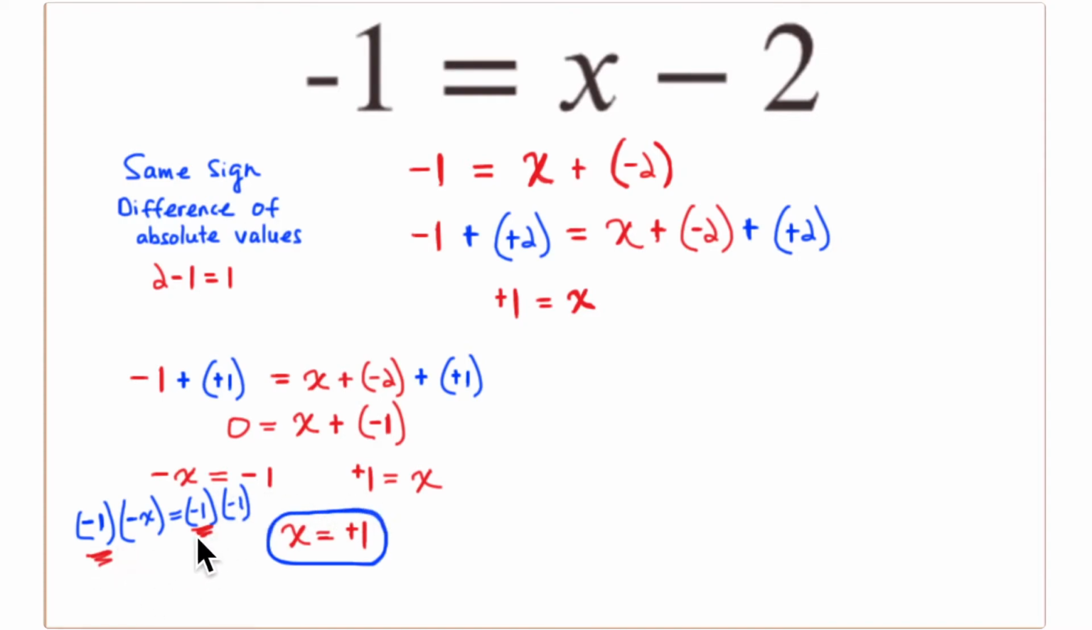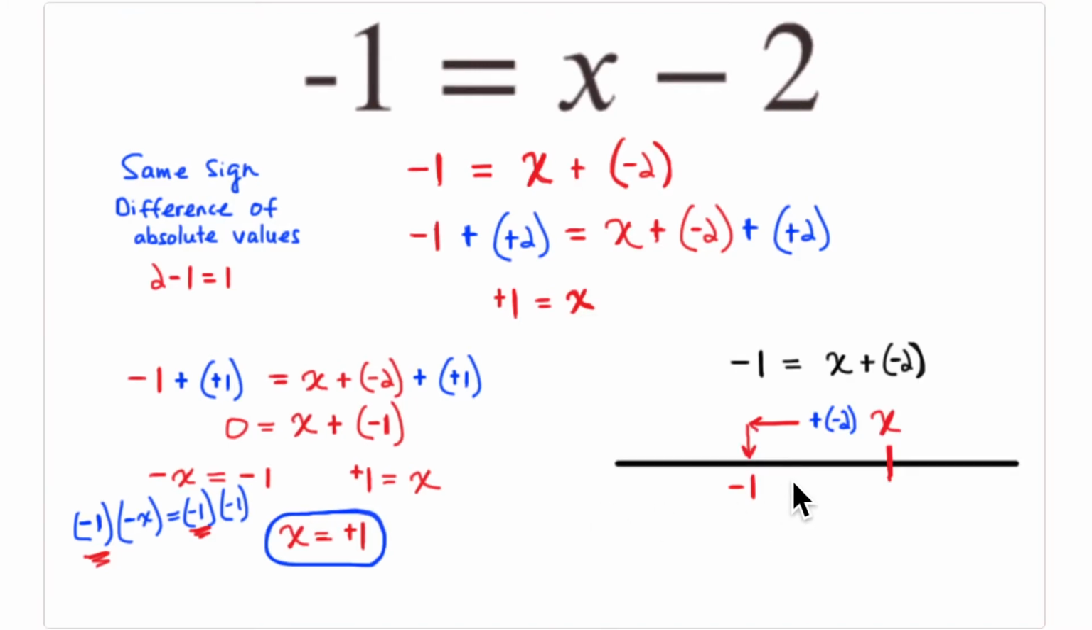So mathematically, I'm multiplying this side by negative 1, and I'm multiplying this side by negative 1. So the opposite of a negative x is x, and that equals the opposite of a negative 1, which is 1. So x equals a positive 1. Working with positive and negative numbers is tough. You have to slowly work through the problems and keep track of what the signs are.